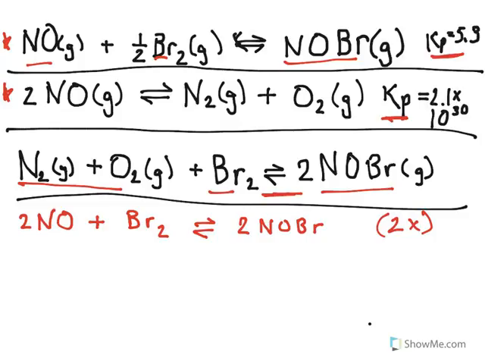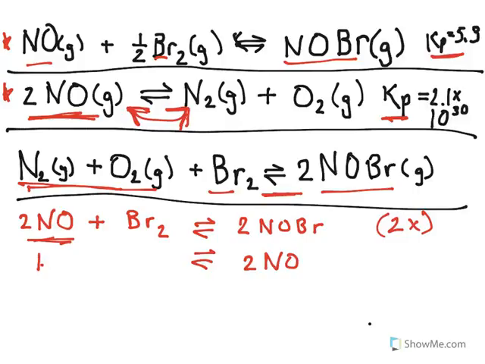Now we need to get to this. So if you notice, this third one over here has an NO, and this one has an NO here. So what we're going to do is flip this one around, so we're going to invert it. And when we invert it, we're going to have 2NO on the right, and we're going to have N2 plus O2 on the left. And I'll put a line over that.